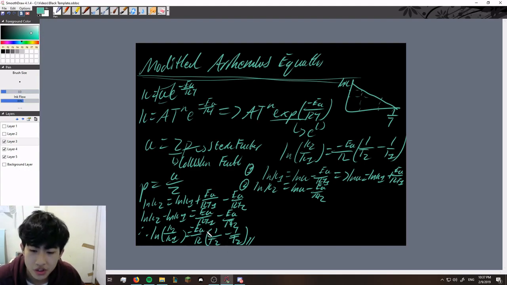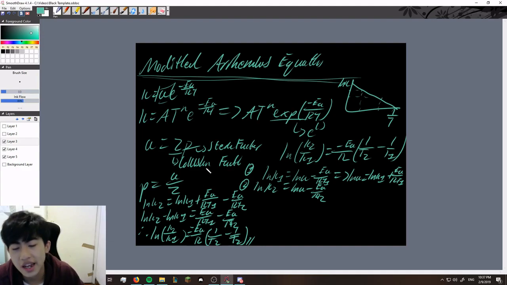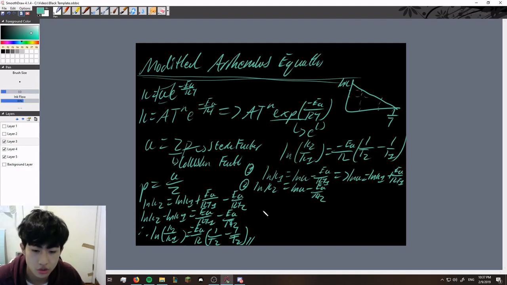But how can we do this? We just found out that A, our pre-exponential factor, alters with temperature. If A, our pre-exponential factor, alters with temperature, now how can we assume that everything else is the same when temperature varies, and that we'll get the proper activation energy for a reaction when we sub in these different values?